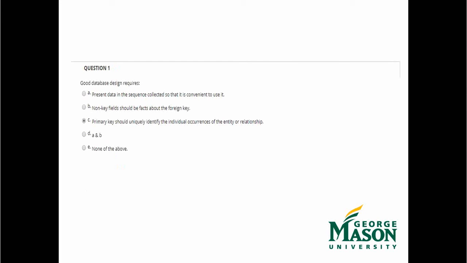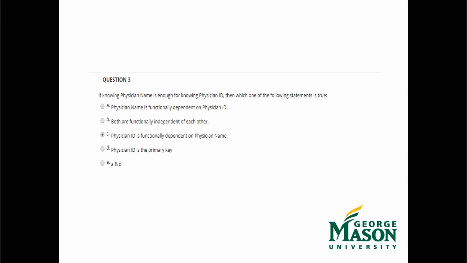In this question, a good database design requires that a primary key should uniquely identify the individual occurrences of the entity or relationship. The other two answers do not adhere to any of the rules of normalization because the sequence does not matter to be a good database design. And non-key fields should be about the primary key, not the foreign key.